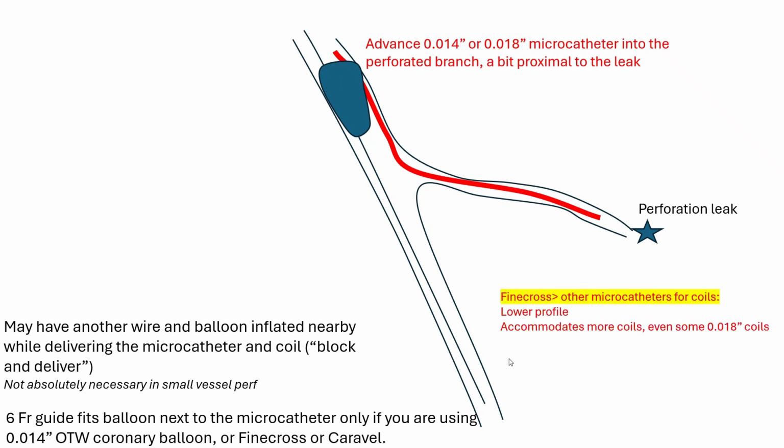And for that reason, as a general rule, if you want to remember one catheter for all coil maneuvering, remember FineCross. It's the catheter with the lower profile among all microcatheters, so it's the most forgiving in terms of fitting microcatheter with balloon next to it. And it's also the one that accommodates the most coils. It actually accommodates more coils than Corsair and most over-the-wire balloons. It can even accommodate some 0.018 inch coils. So remember, small vessel perforation, FineCross is your best catheter for coil embolization.